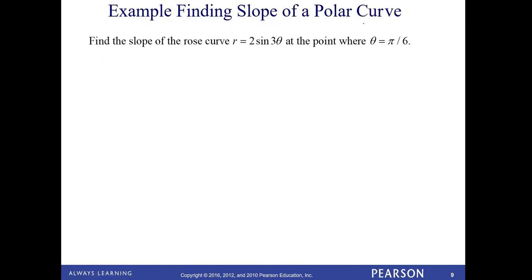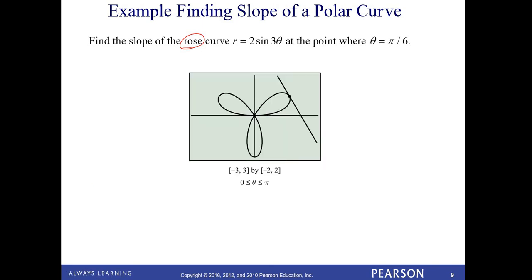All right, finding slope of a polar curve. So if I want the slope of a rose curve, we'll talk about what a rose curve is later. r equals 2 sine 3 theta at the point where theta is pi over 6. So a rose curve looks like this. This is the graph of this equation. And there's the point pi over 6. So if I went up pi over 6, that's my point. And I want a tangent line at that point.